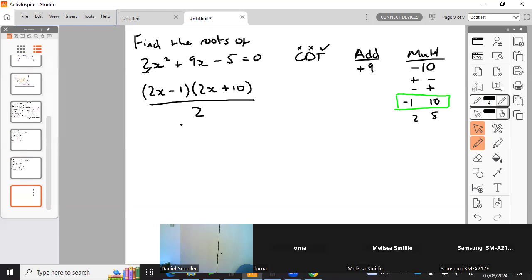Okay, so is there a common factor that I can take out of the bracket? The first bracket, no. Is there a common factor I can take out of the second bracket? Yes. The first term's 2x, the second term is 10, so I can take the number 2 out of there. So I get 2x minus 1 times 2 times x plus 5, all over 2.